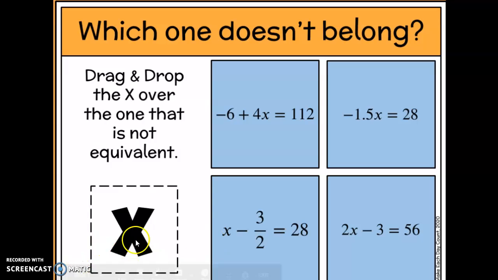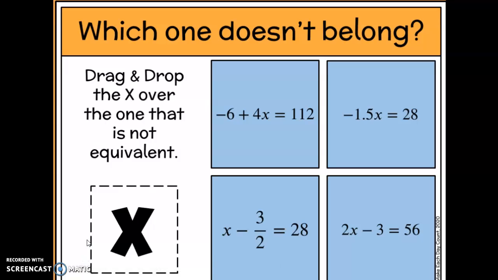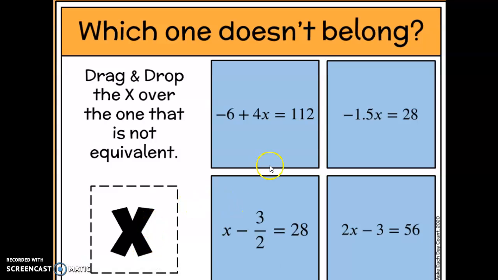All right, guys, here is your answer key for the task that you had to complete. Which one doesn't belong? Your task was to drag the X over the box that did not belong. Hopefully, you were solving all of these on paper.